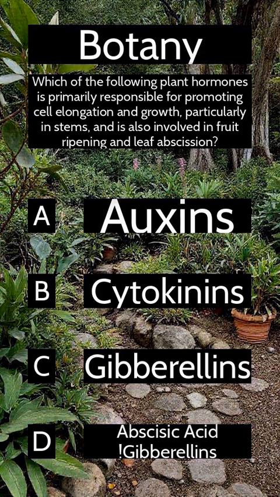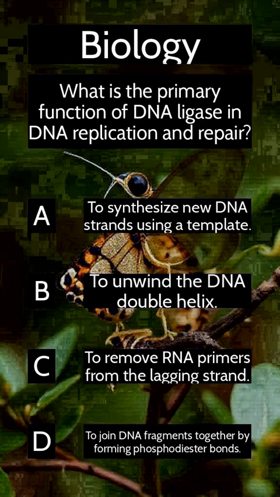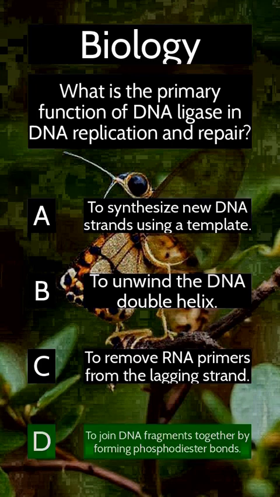Which of the following plant hormones is primarily responsible for promoting cell elongation and growth, particularly in stems, and is also involved in fruit ripening and leaf abscission? Answer C. Gibberellins. What is the primary function of DNA ligase in DNA replication and repair? Answer D. To join DNA fragments together by forming phosphodiester bonds.